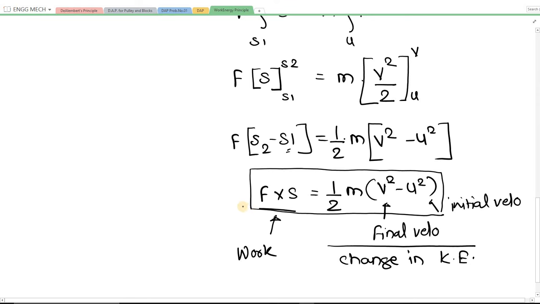So that was all regarding the derivation of the work energy principle and definitions regarding this unit number 6. In the next lecture, we will see a problem and we will use this specific equation to get the solution of that problem.